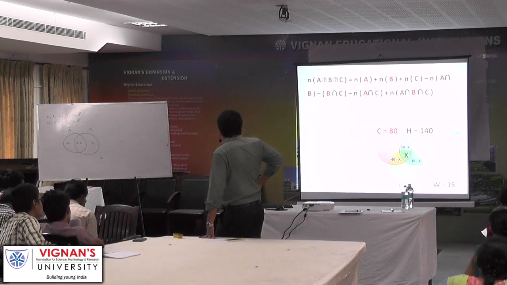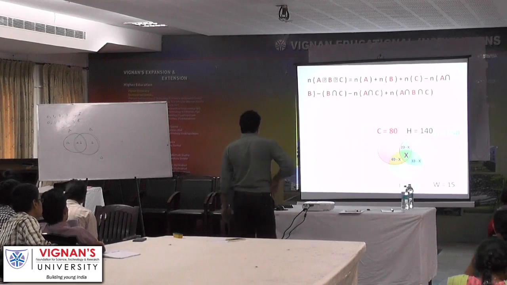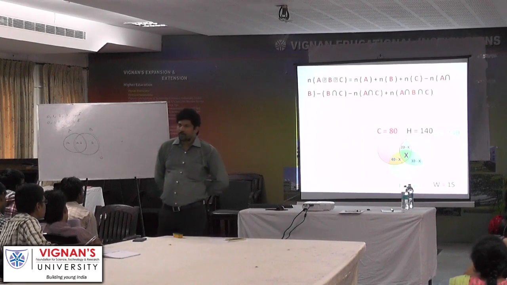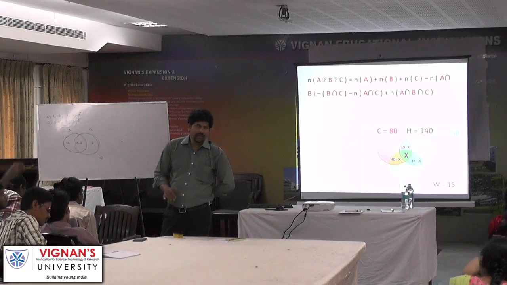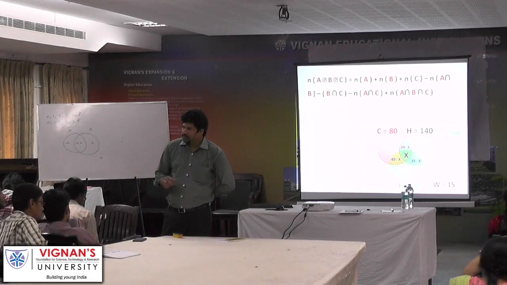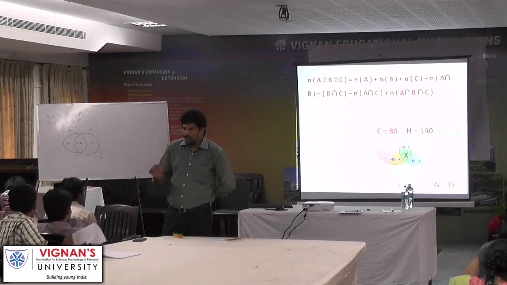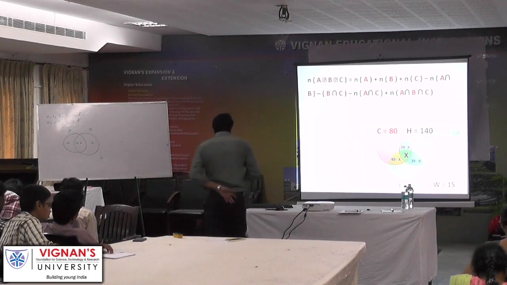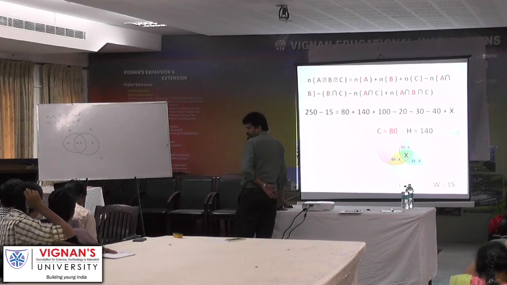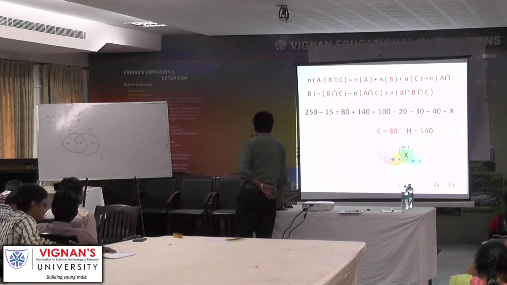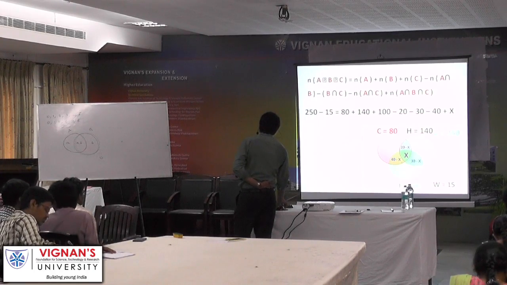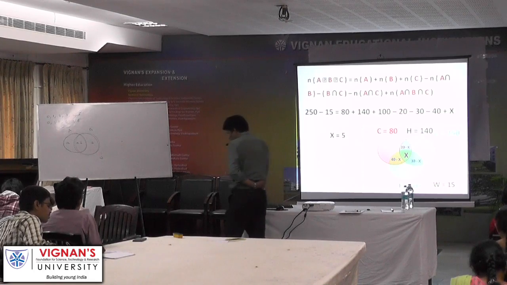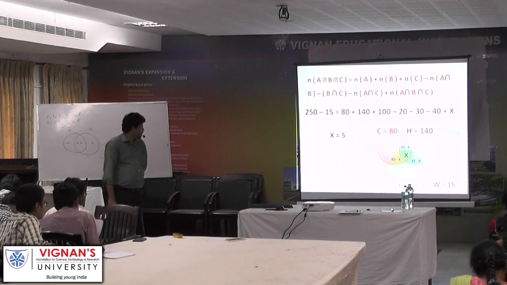Let us apply the same here. What is n of A union B union C? 235. n of A union B union C means those who are inside these 3 circles. 15 are not in any of them, so if we subtract that 15 from the total, what do we get? 250 minus 15, because those 15 are not inside any of these 3 circles, equals 80 plus 140 plus 100 minus n of A intersection B, B intersection C, and so you get the x value. What is x value here? 5. X is 5.